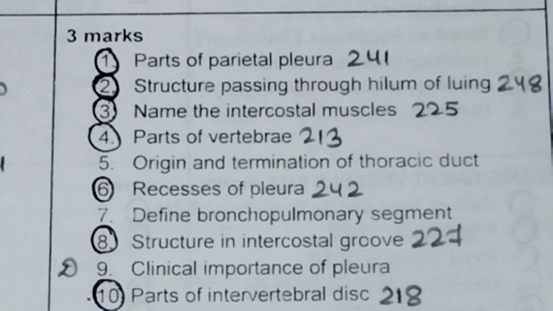Fourth one, parts of vertebra. Fifth one, origin and termination of thoracic duct. Sixth one, recess of pleura. Seventh one, define bronchopulmonary segments. Eighth one, structure in intercostal groove. Ninth one, clinical importance of pleura. 10th one, parts of intervertebral disc.